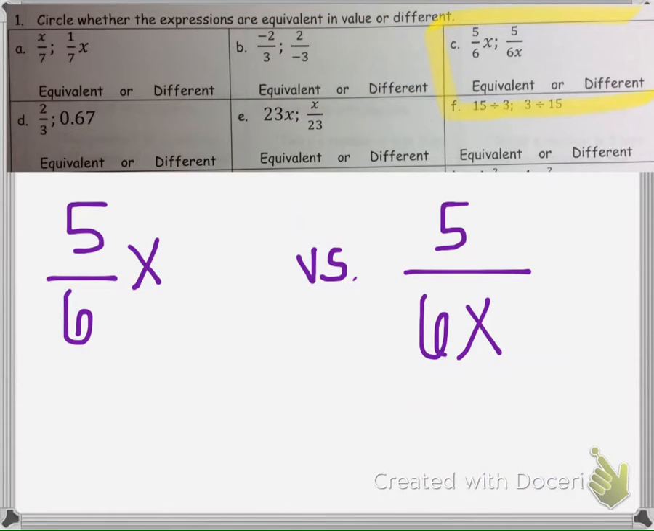All right, let's take a look at C. So our first expression here, to prove that these are equivalent or not equivalent, I'm going to go ahead and pick a random number for x. So I'm going to go ahead and let x represent 12. So again, you can pick whatever number you want. I'm going to go with 12.